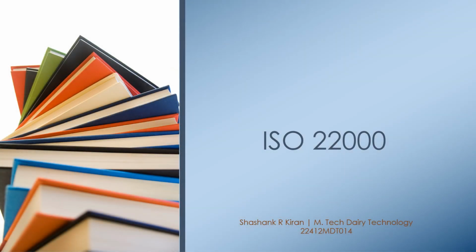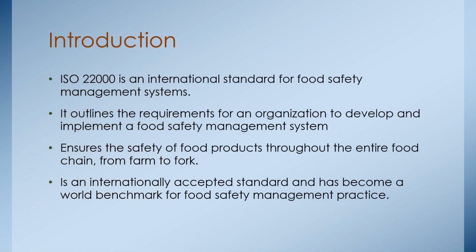My topic for the presentation is ISO 22000. Introduction. ISO 22000 is an international standard for food safety management system. It outlines the requirement for an organization to develop and implement a food safety management system, ensures the safety of food product throughout the entire food chain from farm to fork.